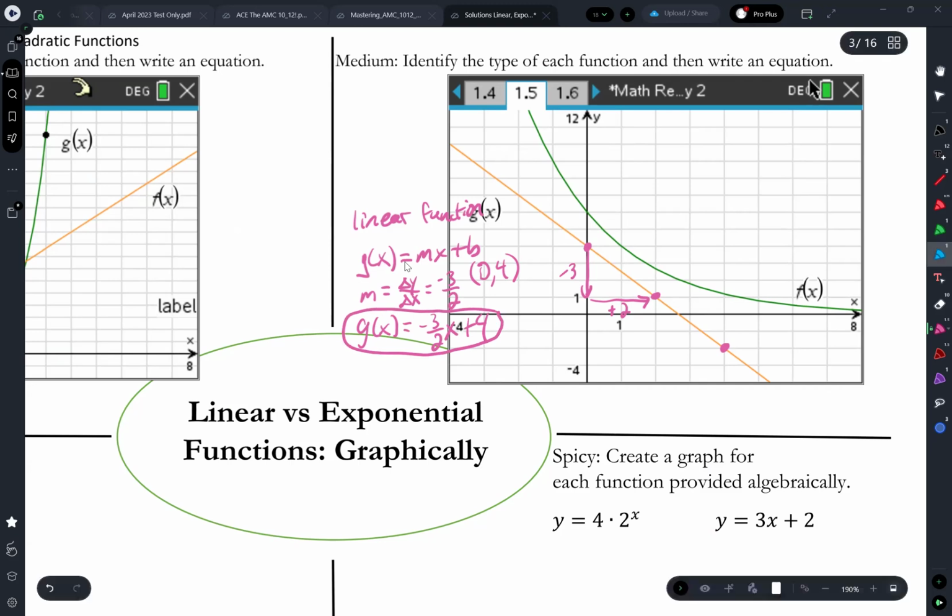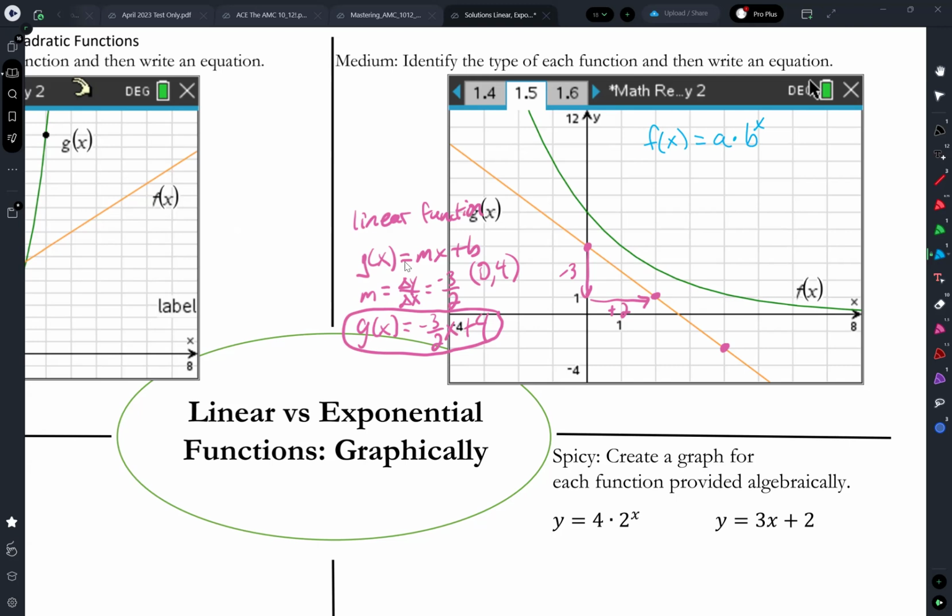Now moving on to f of x. I recognize that beautiful exponential curve. So I know I'm going with the exponential equation, a times b to the x. Now, keep in mind, these equations are literally built out of what is happening in the function, right? In a linear function, a constant additive rate of change. And so the m is being multiplied by x because that multiplication indicates repeated addition with just the y-intercept being added.